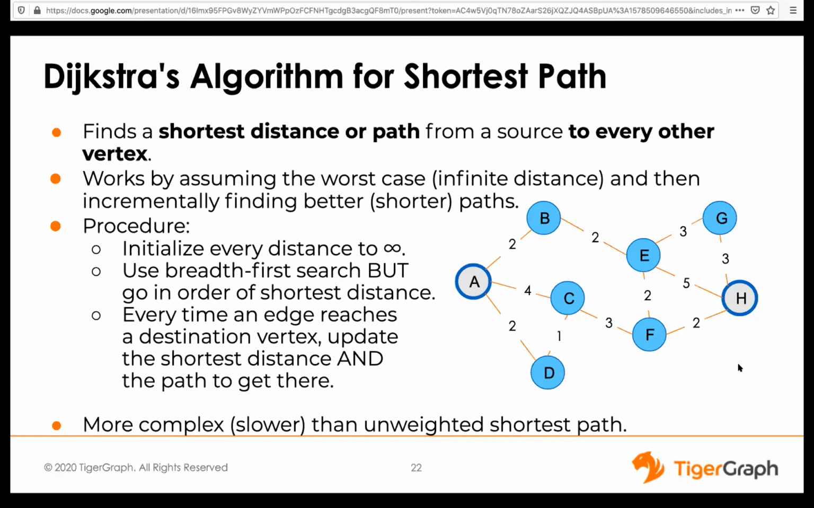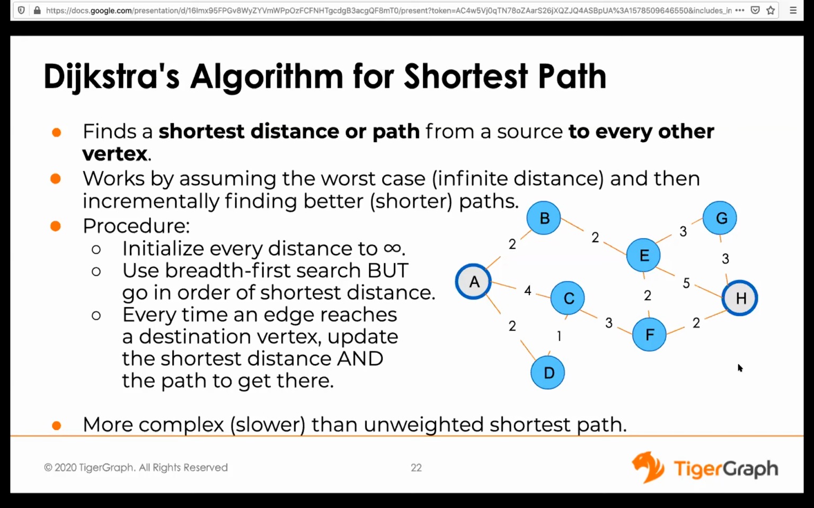To outline the basic procedure, you start off with an initial assumption of the worst case scenario, that it takes infinite time to get from A to any other vertex. As you proceed, you incrementally reduce the worst case number. As you see an actual path, you say, okay, I found a path, so I know I can get here in that much time. But you need to keep going because you might find a better path, right?